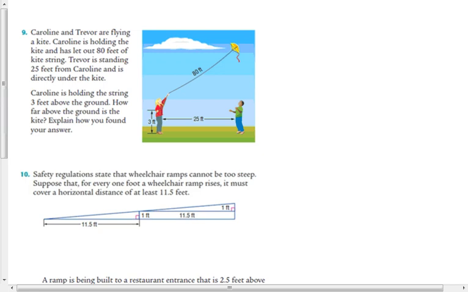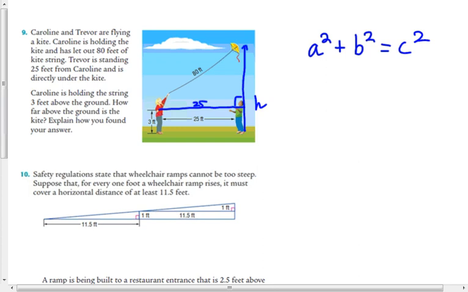Okay, so basically what we want to know is how far is it from the ground all the way up to the kite, so that height. Now, we know that there's a triangle right here. It's a right triangle, and the hypotenuse of that triangle is 80 feet, and the base of that triangle is 25. So, using Pythagorean's theorem, we're going to say a squared plus b squared equals c squared. Right? And in this problem, we're given that c is 80, so let's substitute that in.